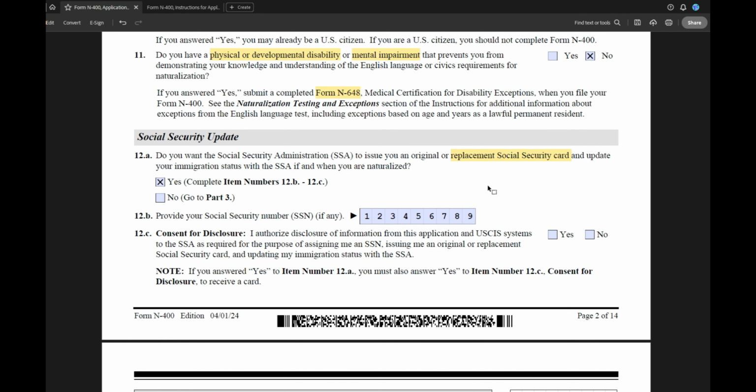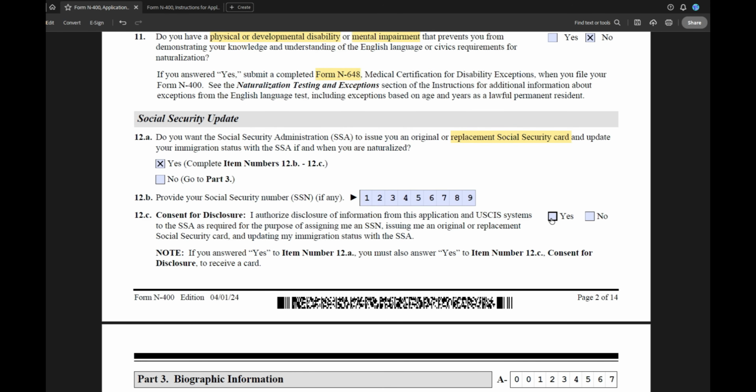And if you agree that the Social Security Administration updates the name on your card, then you have to click yes that you authorize these two agencies to communicate with each other.